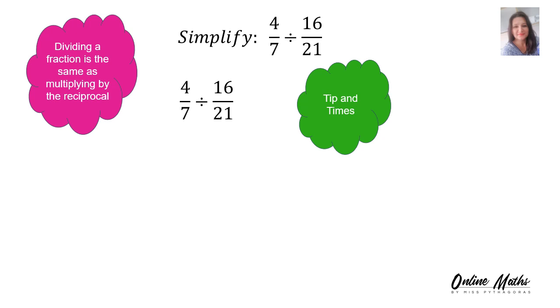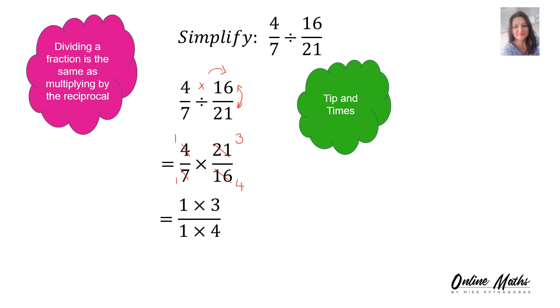So it's always the division that you're going to change into a times, and then it's the number after the division sign that you're going to swap, tip and times. So your sum becomes 4 over 7 times 21 over 16. Now we can cross cancel. 7 goes in itself once, 7 goes into 21 3 times. 4 goes in itself once, 4 goes into 16 4 times. And then what's left on the numerator, 1 times 3, on the denominator, 1 times 4, and the answer 3 over 4.